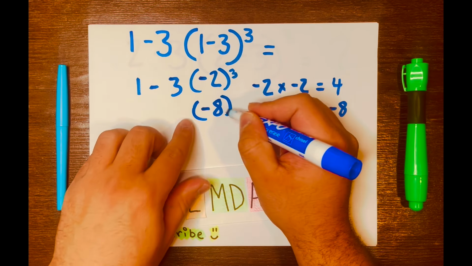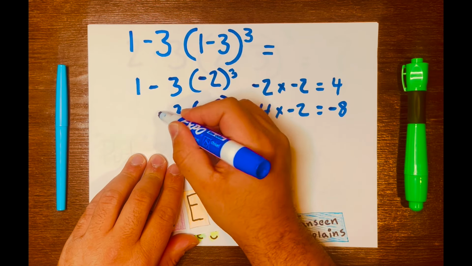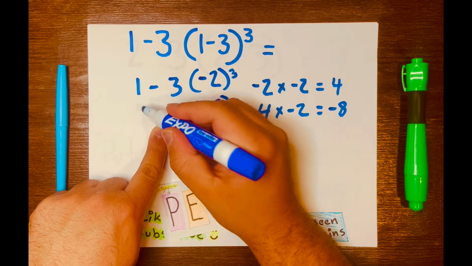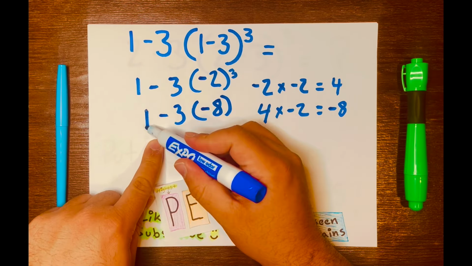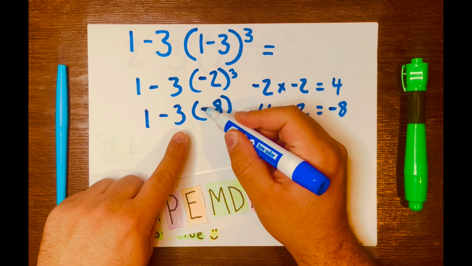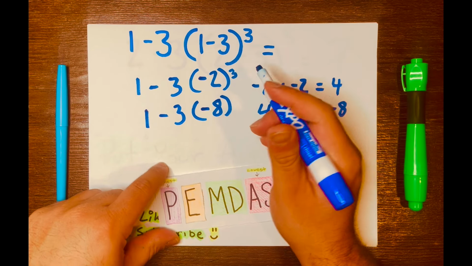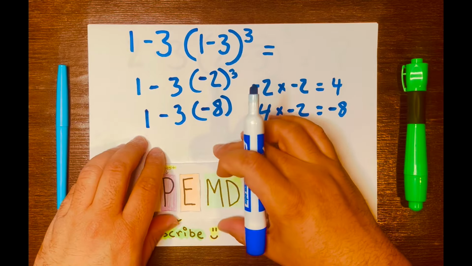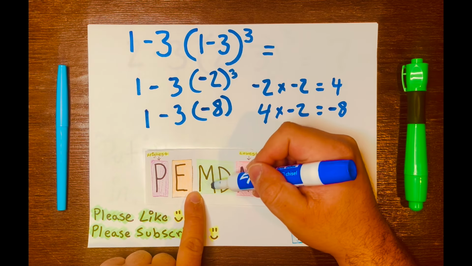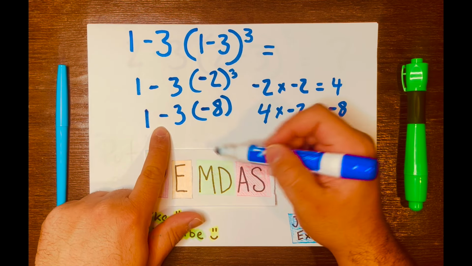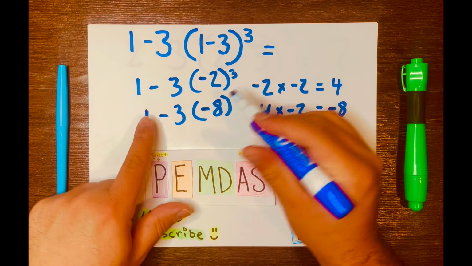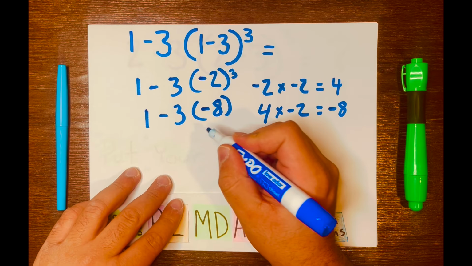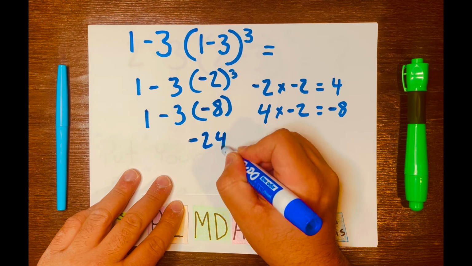And keep the parentheses, bring down the 3, the subtraction symbol down, and then the 1 down. Now we have 1 minus 3 times negative 8. And we are solving the math problem from left to right according to PEMDAS. So multiplication will go first, not subtraction, because it's the lowest level. So 3 times negative 8 is negative 24.